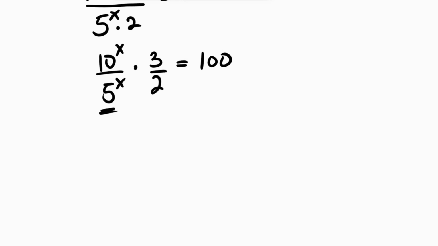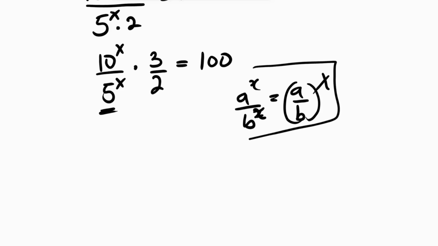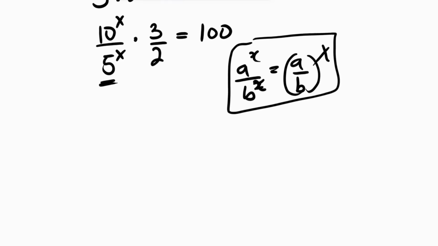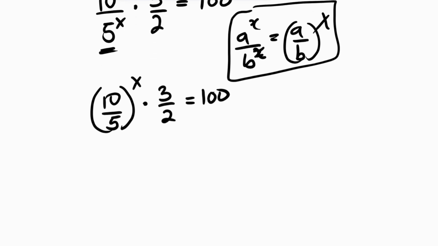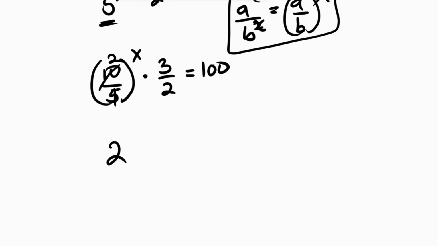Now this is in the form of a raised to the power x divided by b raised to the power x is equal to a over b raised to the power x. So this becomes 10 over 5 raised to the power x times 3 over 2 equals 100. 10 divided by 5 is 2. So we have 2 raised to the power x times 3 over 2 equals 100.